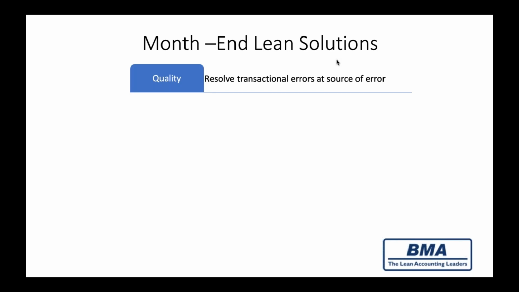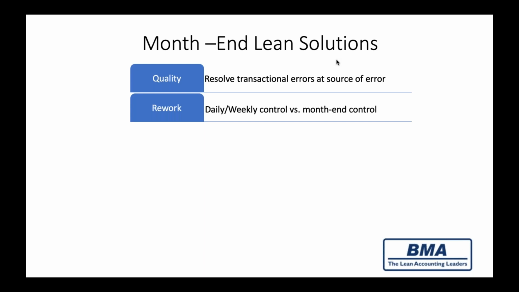what are some solutions? In terms of quality and rework, and this gets back to procure to pay and order to cash, resolve transactional errors at the source of the error or on a daily basis rather than waiting, and create some level of daily and weekly control versus month-end control. So anything you look at month end, you sort of have to ask yourself, can we do this more frequently during the month? The reason that this is advantageous is because it's easier to find the root cause the more frequently you look at something, and number two, the solution is often simpler and more apparent than if you wait.